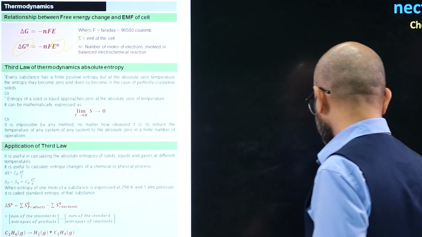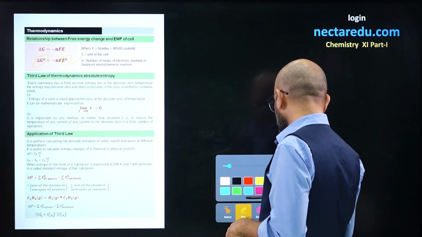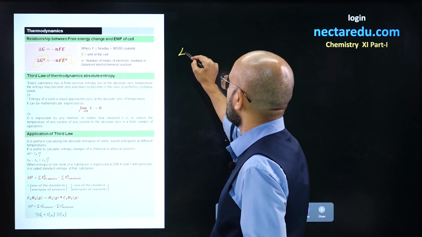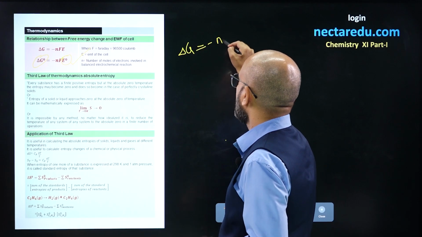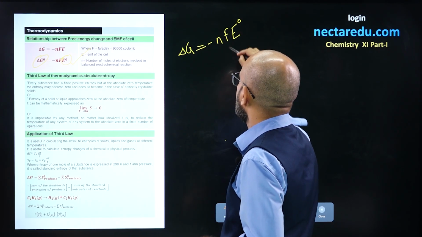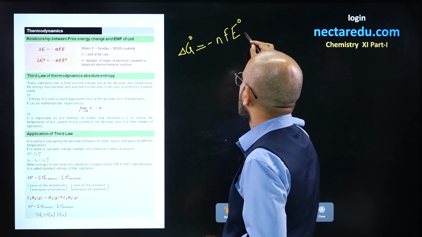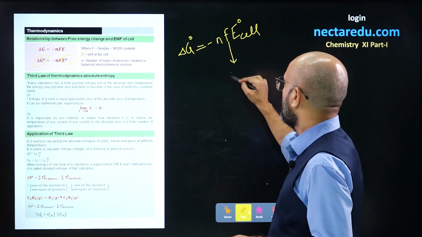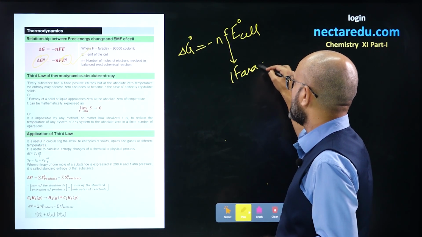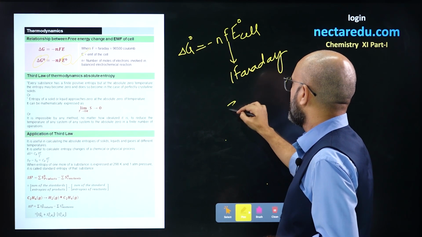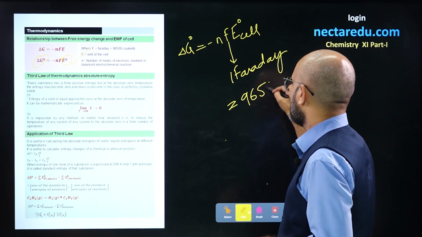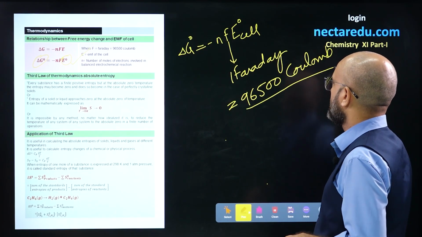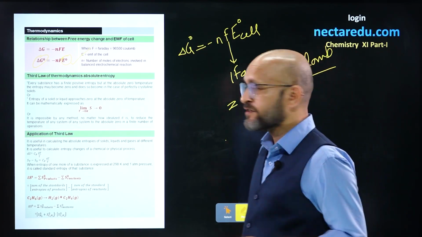All right. Now we need to understand what F is, if we are talking about delta G equals minus nFE. So what is F? F is 1 Faraday. How much charge does this mean? 1 Faraday equals 96500 coulomb of charge, right? One equivalent of charge.